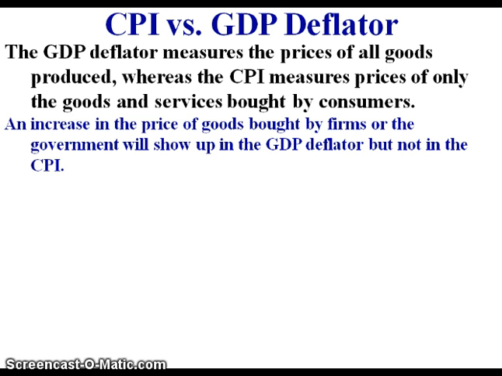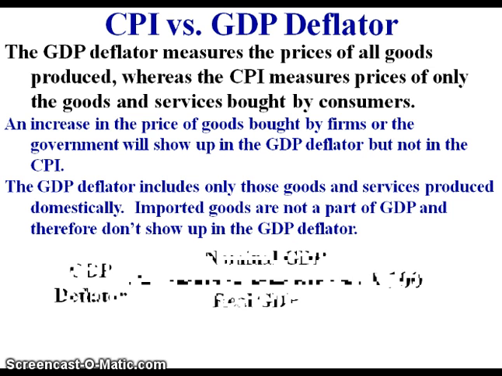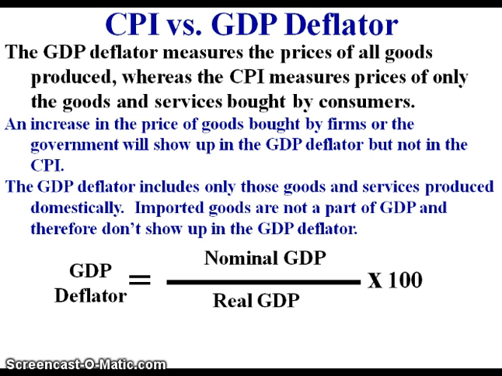With the GDP deflator, we're looking at the increase in price of goods bought by firms and the government that would show up in the GDP deflator. So it's more comprehensive than CPI, so it's valuable for that reason. But of course, only goods and services produced domestically. So that's another thing to note. And we have that formula for the GDP deflator, or the GDP price index as it's known. Keep in mind you would want to multiply by 100 to make that an index value.